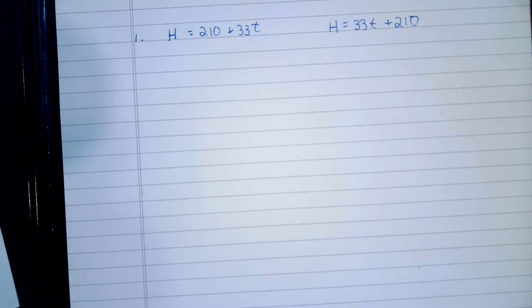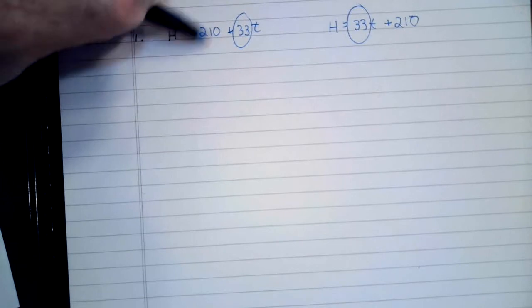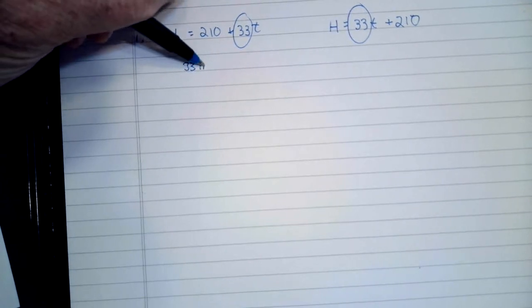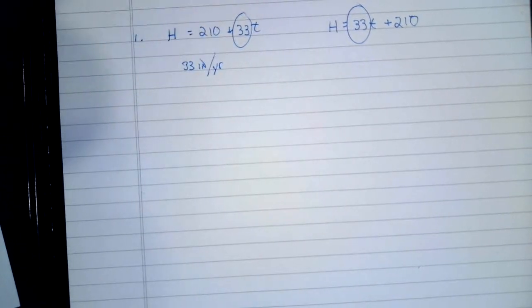In this case, it's saying you have a tree, you planted the tree, Bob did this cool tree, and you want to know how fast the tree grows. And they give you this equation. H represents the height, T represents the time. You get this equation. So the question is, how fast does it grow? Well, in this case, it's this M. It's this slope. That's 33 inches per year. That's how fast it grows.